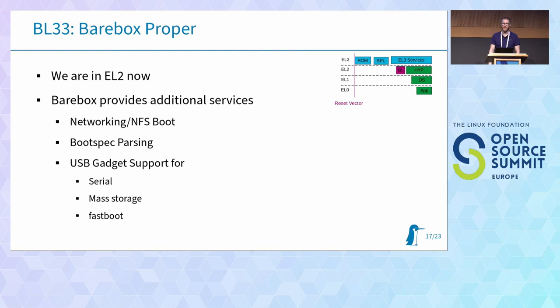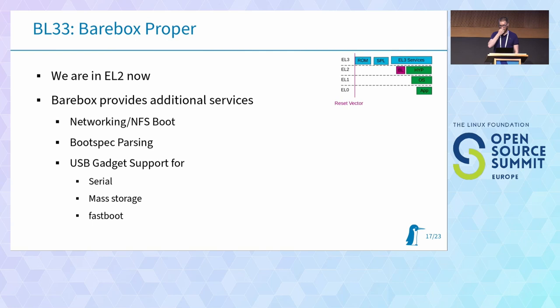The bootloaders also implement stuff like bootspec parsing, where we have a file on our file system or on NFS, which describes which kernel the system is compatible to. And then the system can just probe through all the entries in the bootspec file and decide, okay, I'm that system, I have that compatible, I'm just going to use that device tree, and everything works and boots up fine.